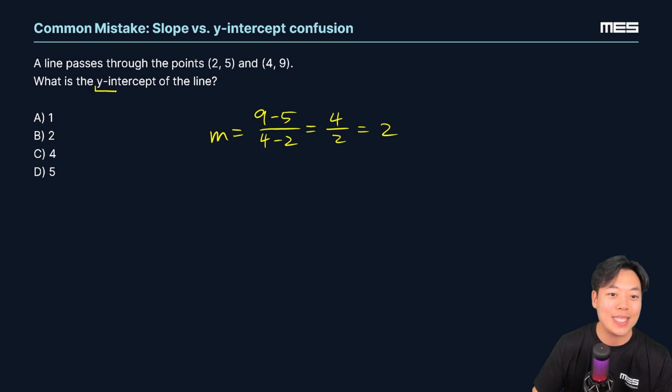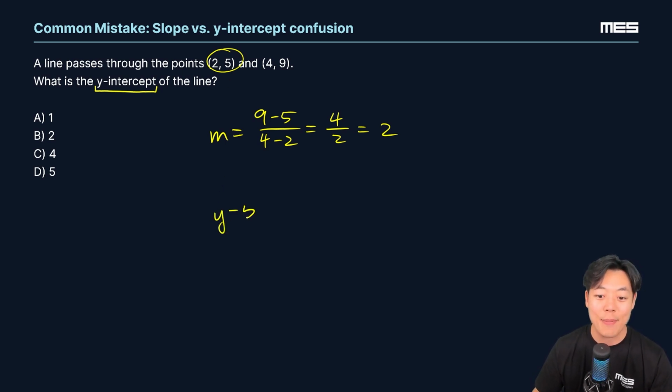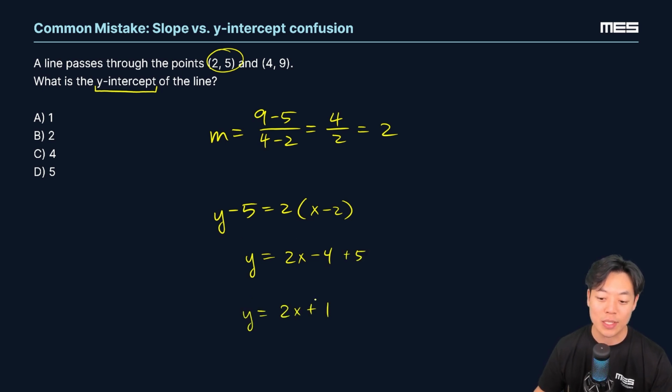However, this problem is asking for the y-intercept. In order to find the y-intercept, we need to find the slope or the equation of this line. We have the slope. We'll use one of the points, preferably the easier point to use with the smaller numbers. So we'll have y minus 5 is equal to 2 times x minus 2. And we'll have y minus 5 is equal to 2x minus 4, and then add 5 to the right side of the equation. That gives us y equals 2x plus 1, and there's my y-intercept of 1 and not the slope of 2.